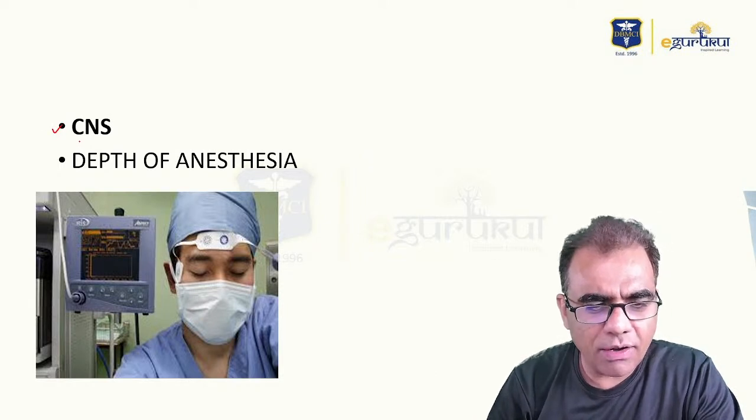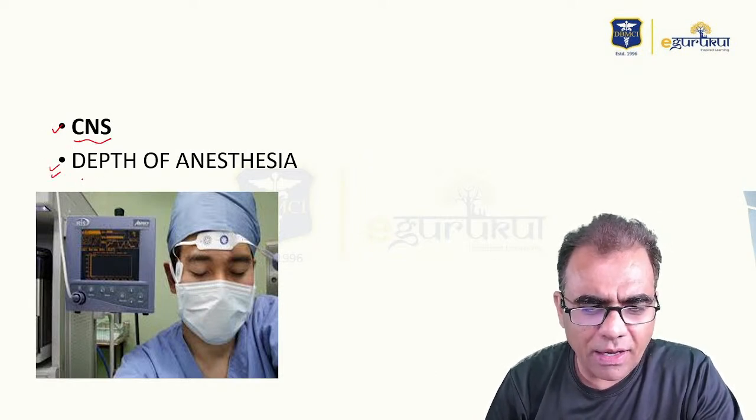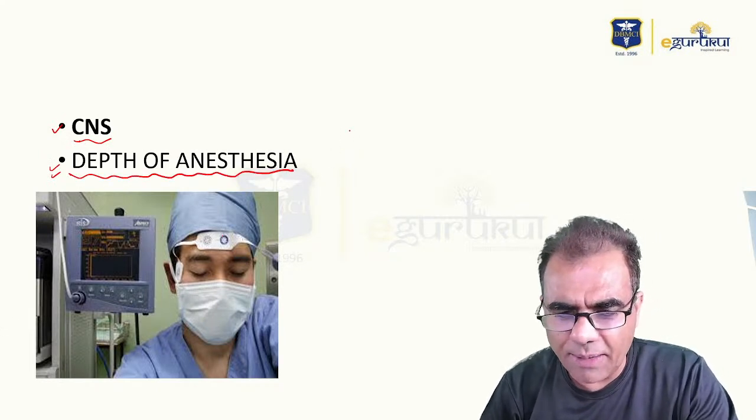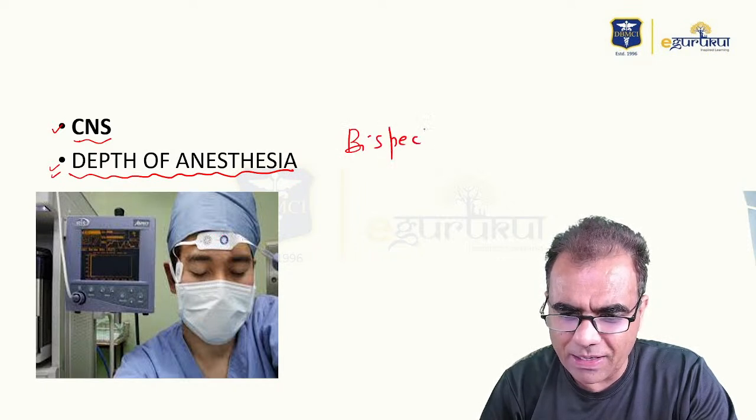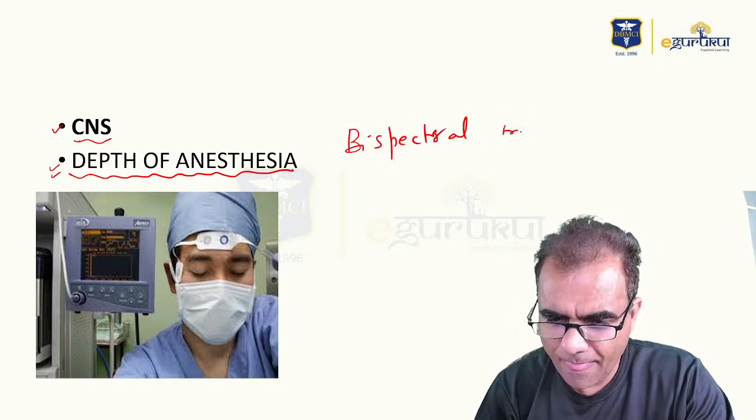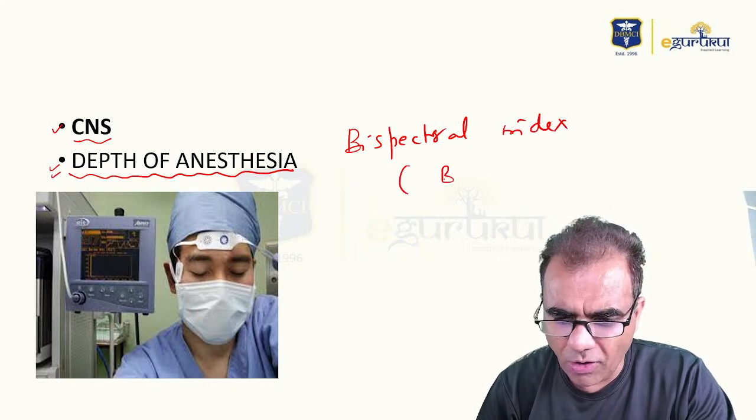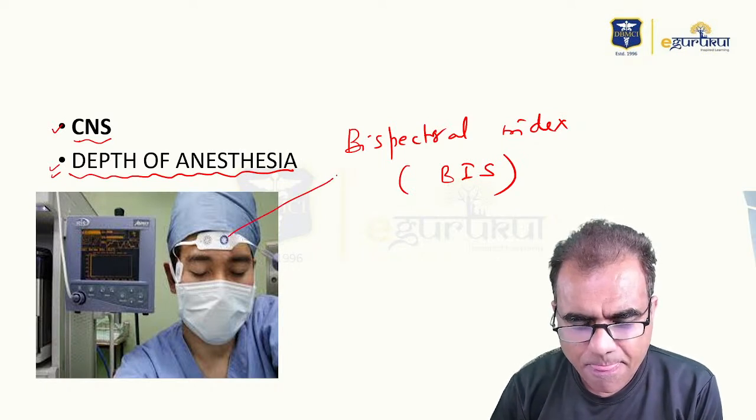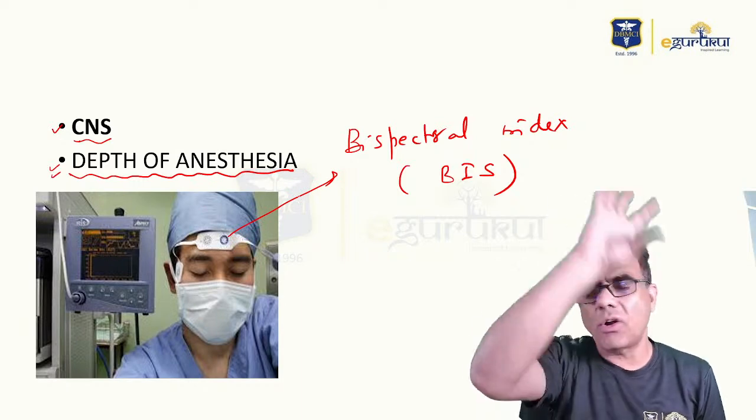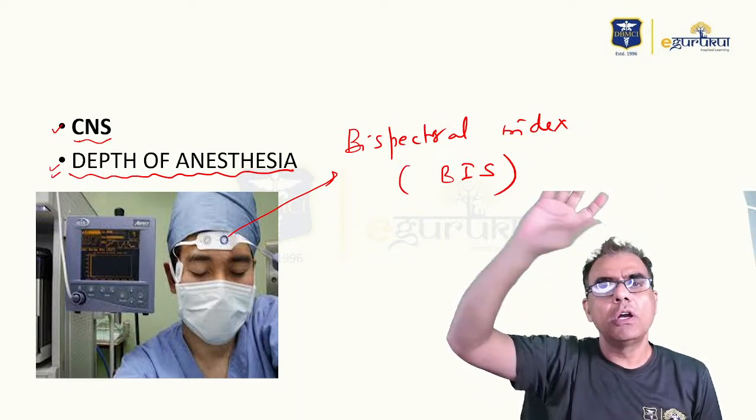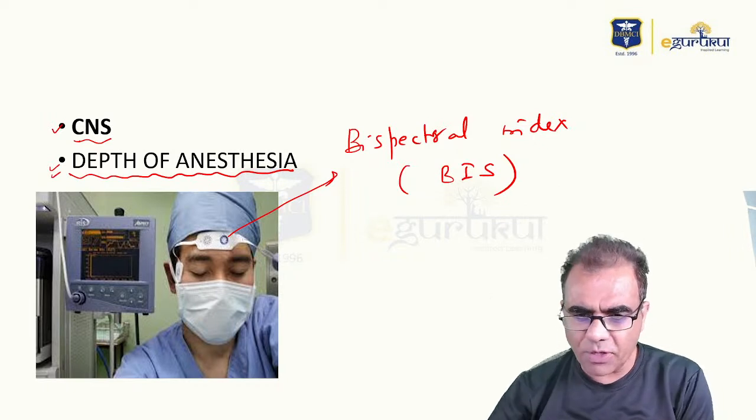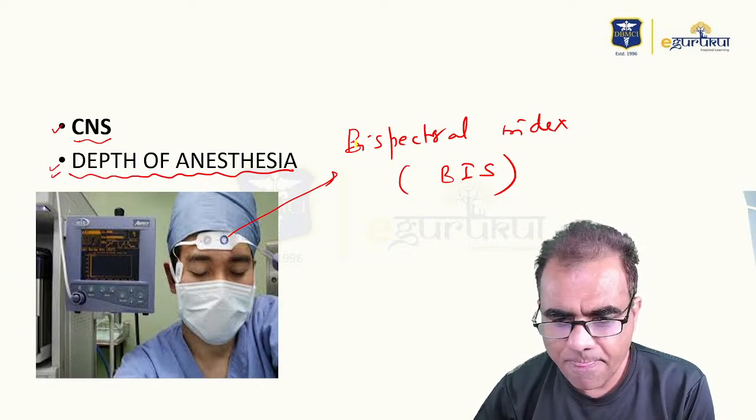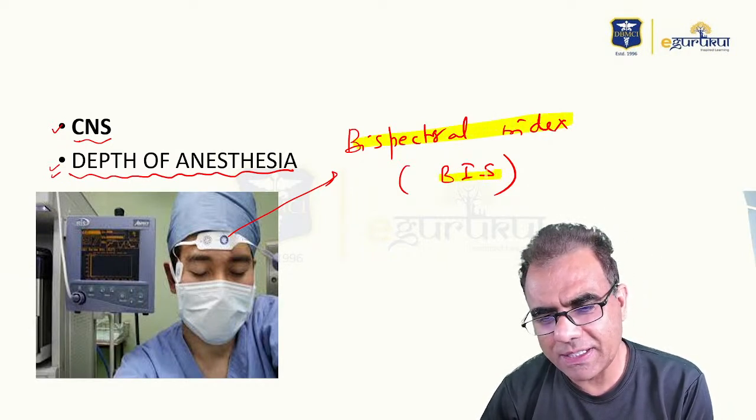So let's see CNS monitoring. CNS monitoring means monitoring the depth of anesthesia. And the best monitor to monitor the depth of anesthesia is the bispectral index, popularly called BIS index. So you can see here, it is attached to the forehead and automatically calculates the score to tell you the depth of anesthesia. So for depth of anesthesia, the best is the bispectral index monitor, BIS index.